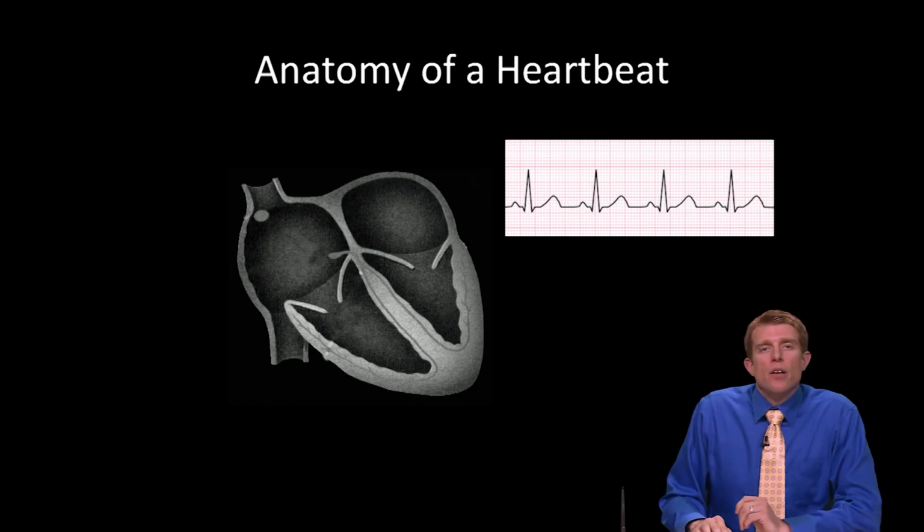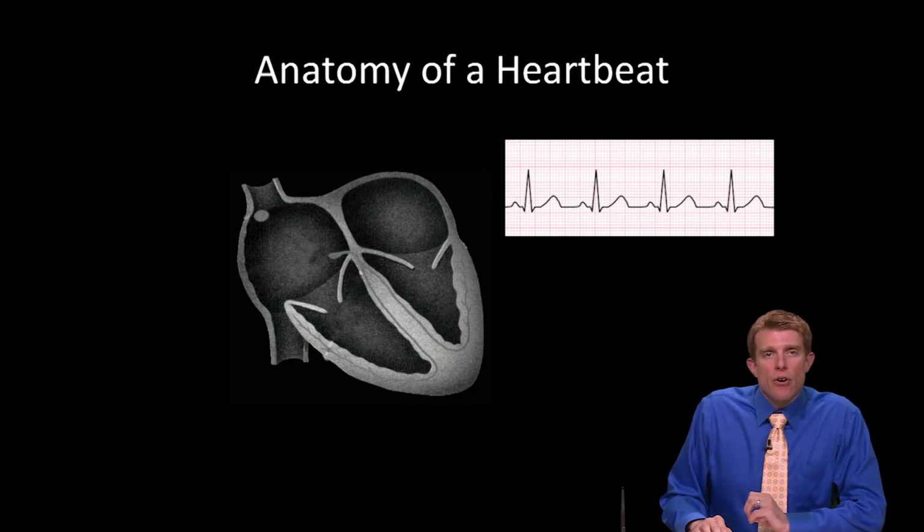So the anatomy of the heartbeat then is the electrical current starts at the SA node, travels down to the AV node, then rapidly down our superhighways of our right and left bundles, forming our P, our QRS complex, and our T wave.